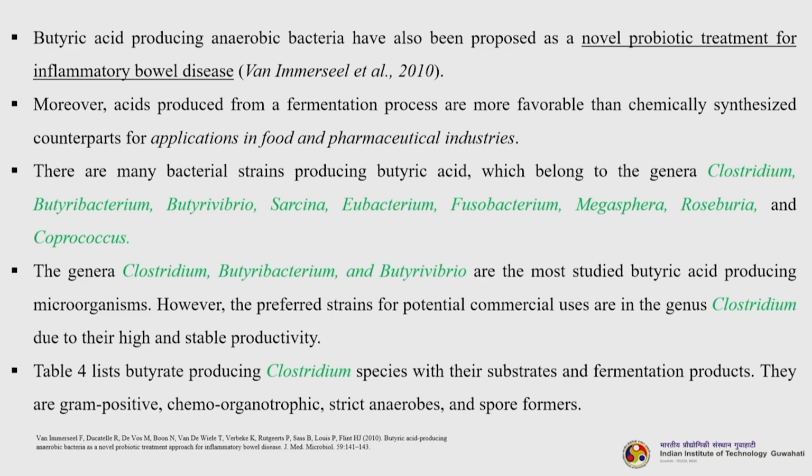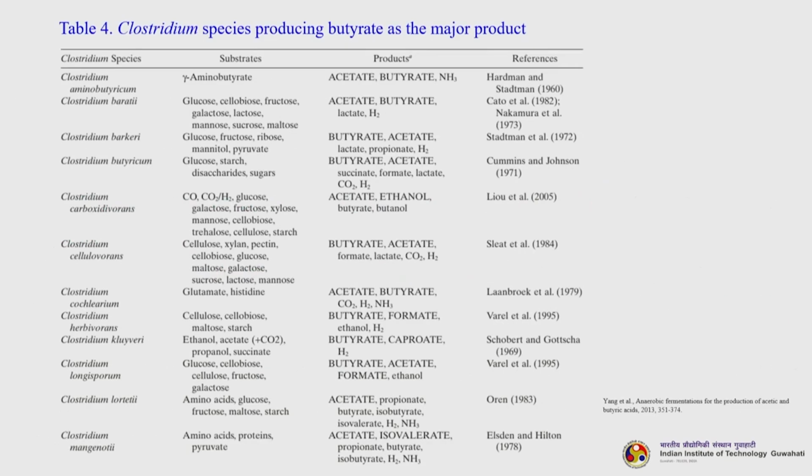The next table gives us the butyrate producing Clostridium species with their substrates and the fermentation products. They are gram positive, chemoorganotrophic, strict anaerobes and spore formers. You can see various types of Clostridium species producing butyrate as the major product. We will just see one or two. The first one, Clostridium aminobutyricum: gamma aminobutyrate is the substrate, and the products are acetate, butyrate and ammonia.